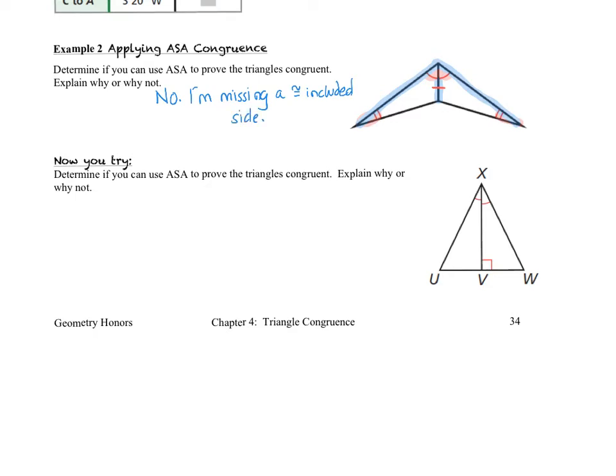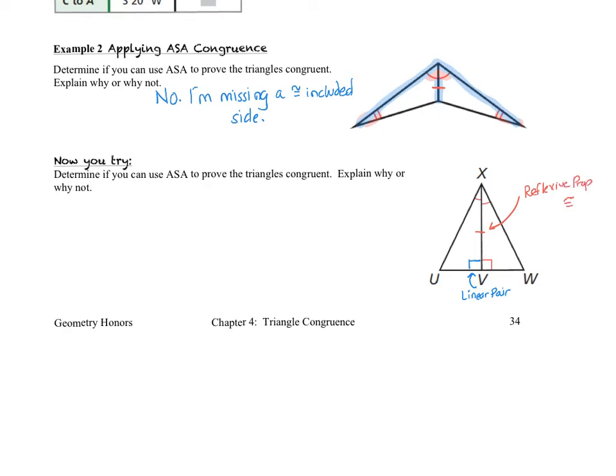Determine if you can use ASA to prove the triangles congruent in my next one. Well, in this one, I know that I have two pairs of congruent angles. This one is congruent because it's a linear pair, and if one of them is 90, then the other must be 90 to add up to 180. So that's congruent. I also, again, have my reflexive property. This side is congruent to itself by reflexive property.